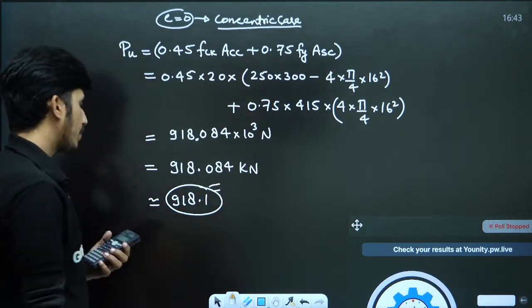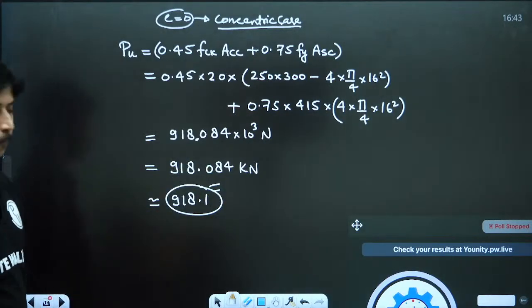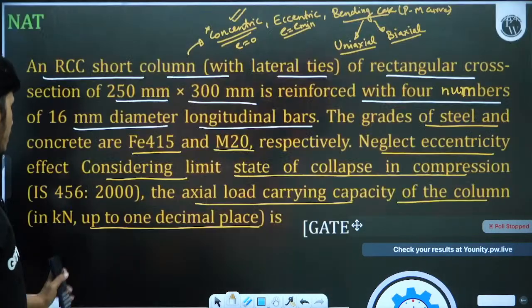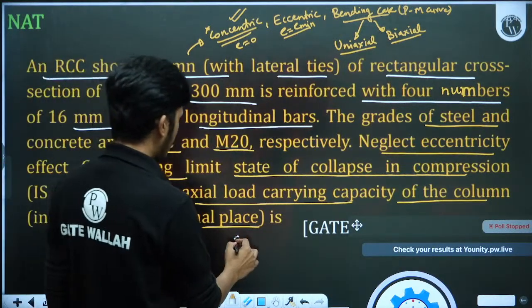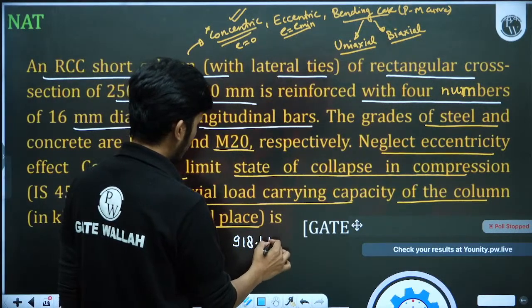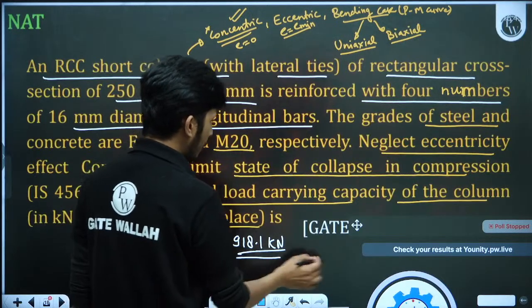One digit after decimal is asked, because 0.08 will round to 0.1. So that will be 918.1. That will be the answer. So all of the students have given the correct answer. Very good.